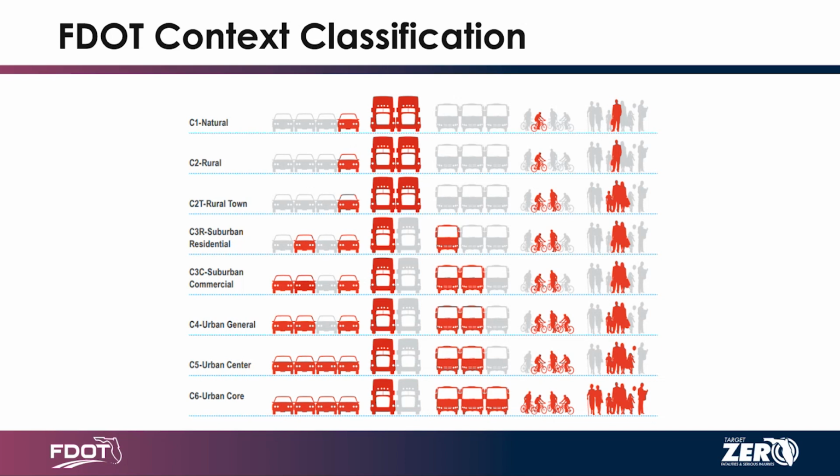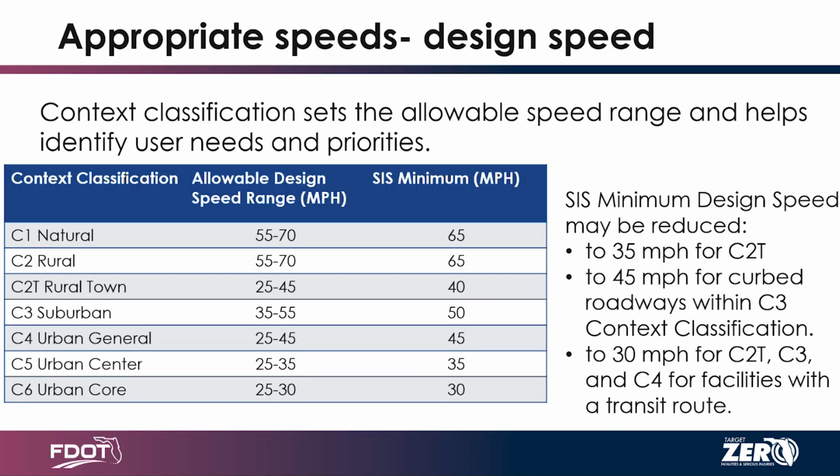So it's looking at who is using it as part of that context analysis for what our appropriate speeds need to be. And then, on the SIS facilities, here are the allowable speed ranges in the FDM based on the context, and the allowable minimum speed based on the SIS facilities. There is a caveat that the SIS minimum design speed can be reduced quite a bit. You can go to 35 miles an hour for C2Ts, and 45 for curved roadways within C3s.